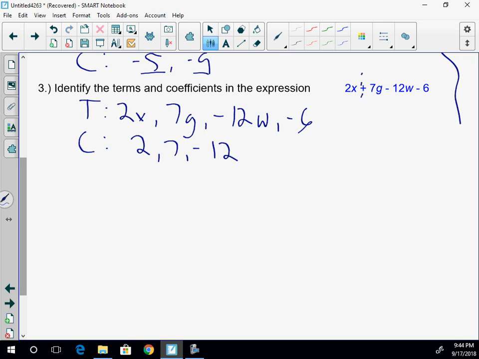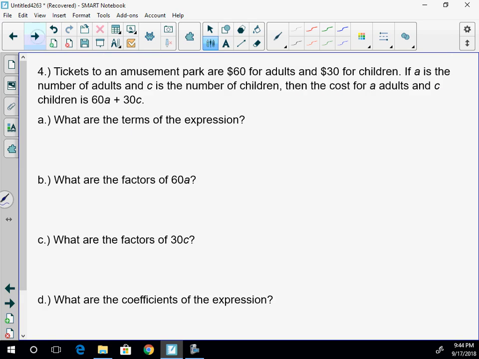Terms, separated. Remember, add the opposite, add the opposite. Boom, boom, boom, boom. Those are my 4 terms. So they are 2x, 7g, -12y, -6. But then remember, that does not have a variable part, which is why it does not appear in the coefficients. So it's just 2, 7, and -12. All right, moving on here.